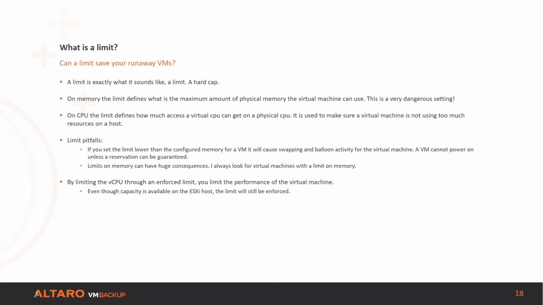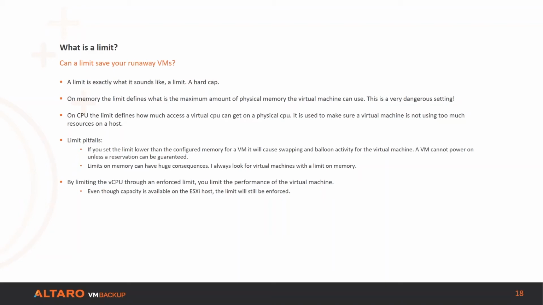On CPU, a limit is how much access you're going to get on the physical CPU. There are certain pitfalls to these things. The limit is exactly what it does. If you set a limit that's lower than the configured memory for the VM, it's going to cause swapping. You're going to get balloon activity for the virtual machine. So you'll see swapping and ballooning. All of those are bad.